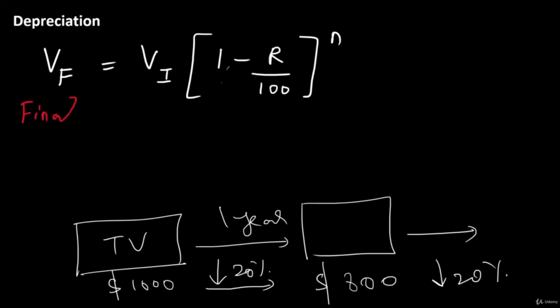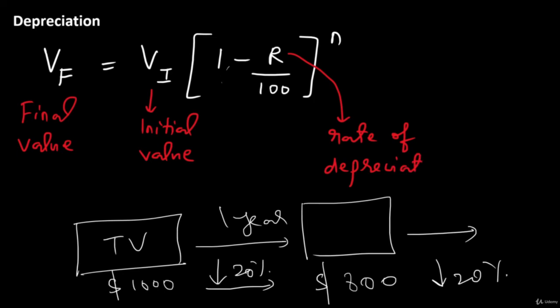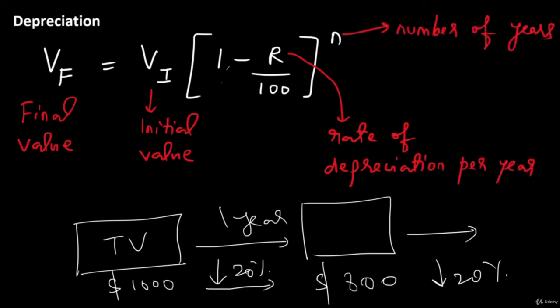Vf is the final value, Vi is the initial value, and then you have a rate of interest, and then again you have a time period, which is very much similar to what we had in the case of compound interest. All right. Now notice in the case of compound interest over here we had a plus, but in the case of depreciation we have a minus over here. Now let's go ahead and do a question where we apply depreciation.